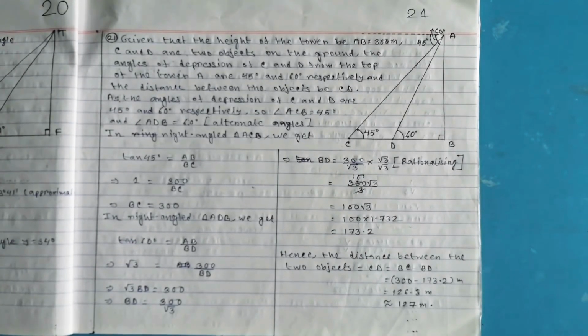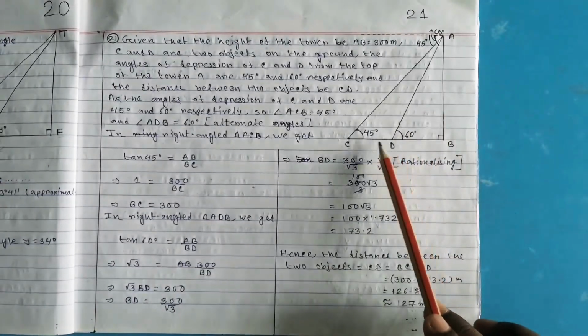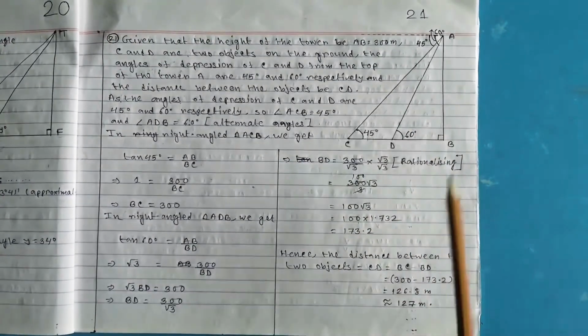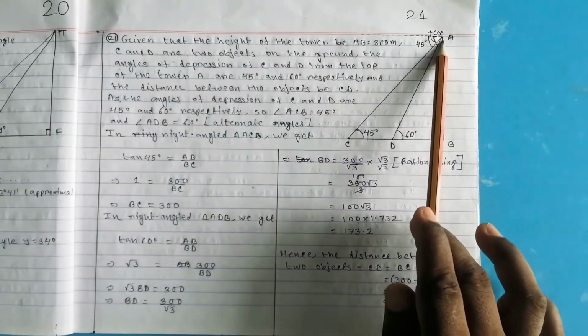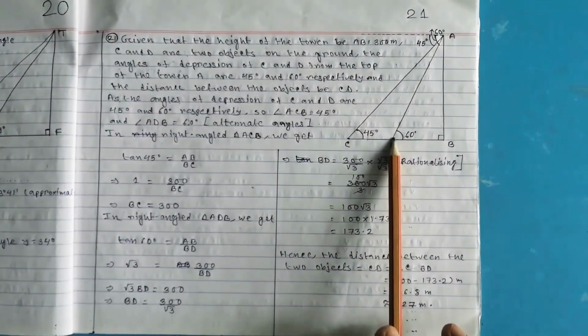Okay, when observed from the top A of the tower, their angles of depression are 45 degree and 60 degree. Find the distance between the two objects if the height of the tower is 300 meter. Okay, this is the top of the tower. Angle of depression of D and C is given 45 degree and 60 degree. Depression means what? Through the observer. Observer is at A here. Okay, you are observing from here, and these two are objects.